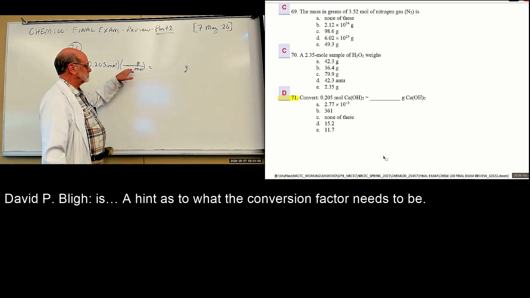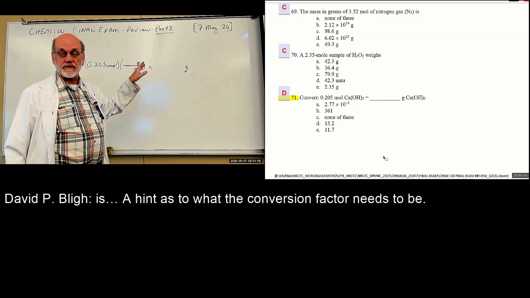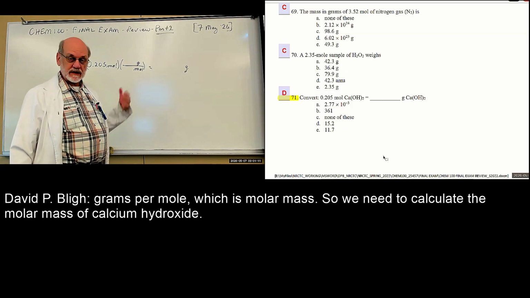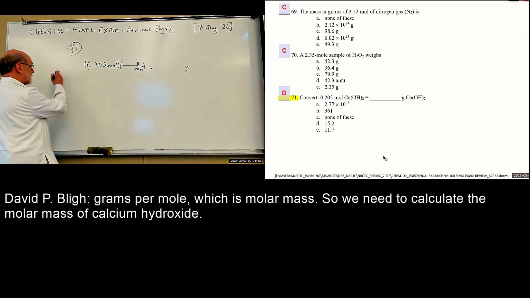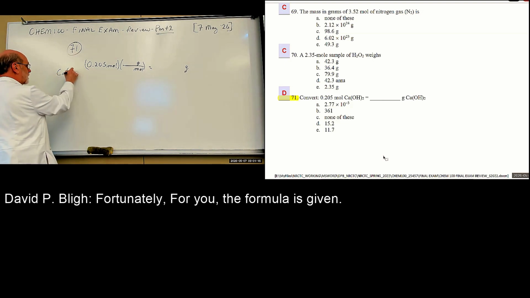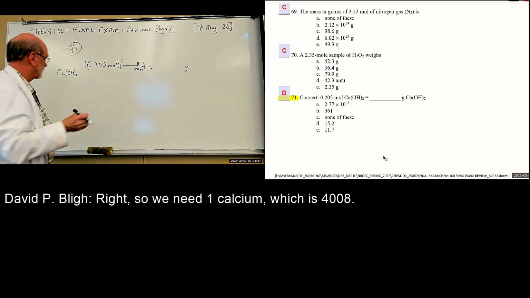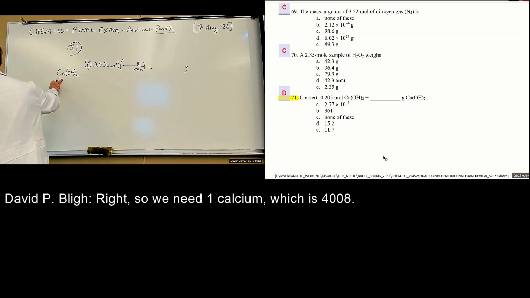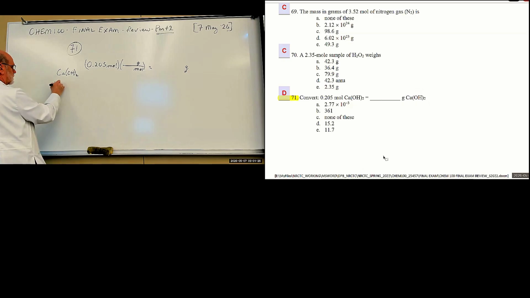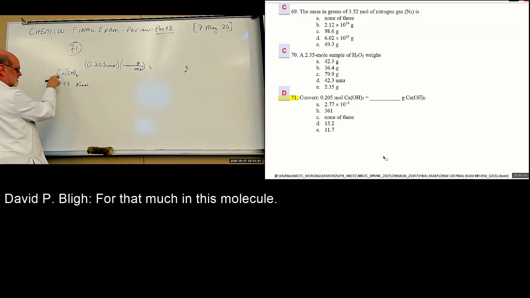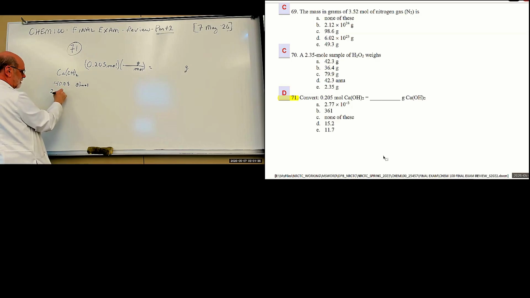So what that gives us is a hint as to what the conversion factor needs to be: grams per mole, which is molar mass. So we need to calculate the molar mass of calcium hydroxide. Fortunately for you, the formula is given. We need 1 calcium, which is 40.08 grams per mole, then we have 2 oxygens and 2 hydrogens.